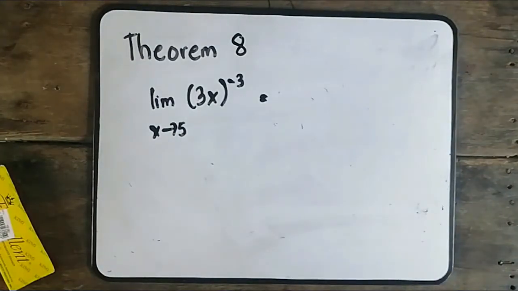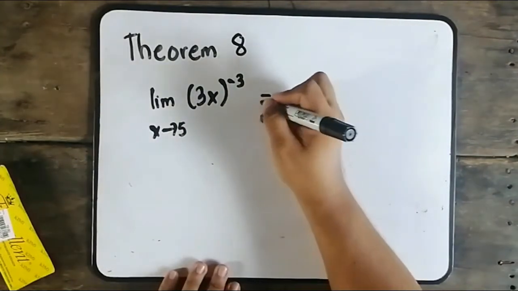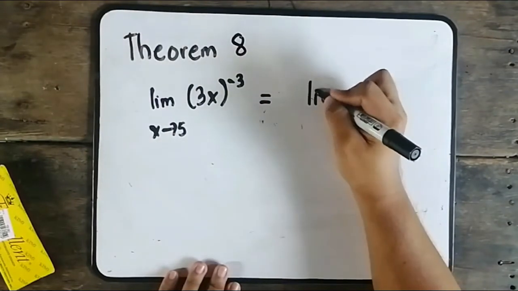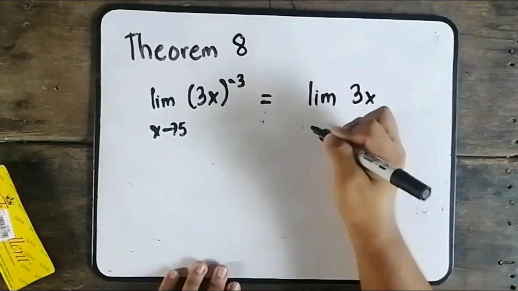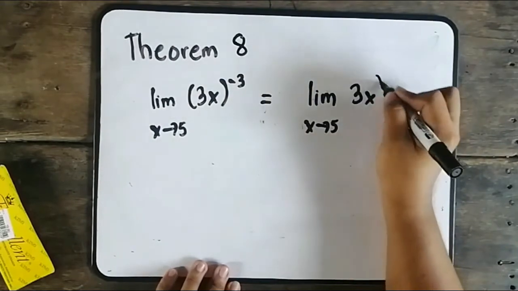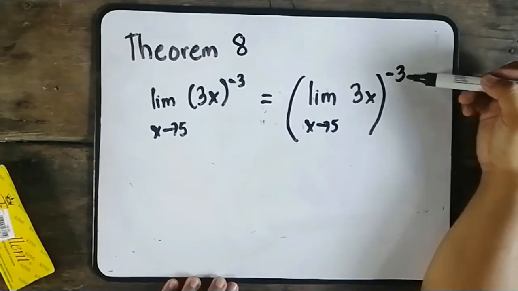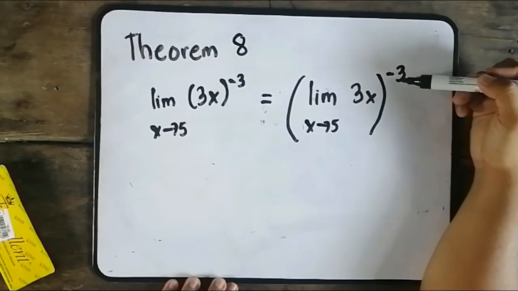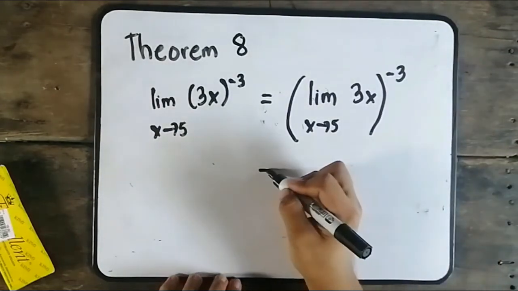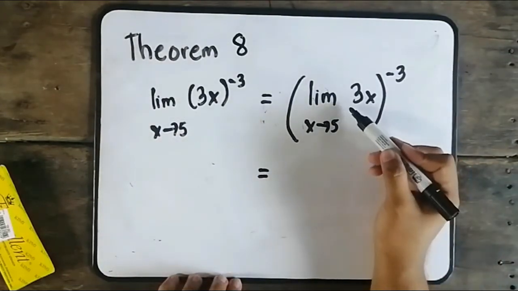Next example, if we have the limit of 3x raised to negative 3 as x approaches 5, so we now, labas muna natin, the limit of 3x as x approaches 5, lalabas ngayon si negative 3. Note that, yung ating n dito ay negative. So since negative siya, anong mangyayari? Magiging isa siyang fraction. Tama? Okay, so we now have, ano bang limit na ito?